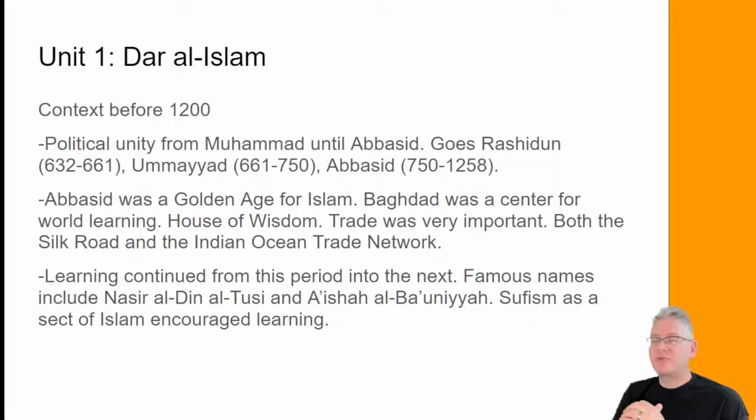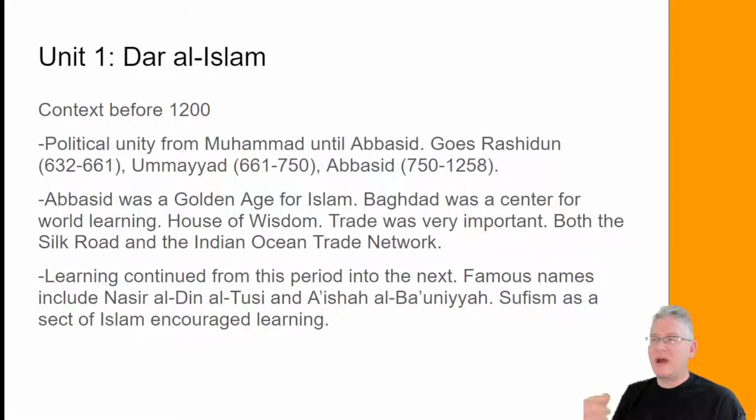Our context before about 1200 then, first off, you're going to have a lot of political unity from Muhammad until the Abbasid Empire. Again, there's periods where this isn't true. For example, after Muhammad dies, there's a period of chaos or whatever. But generally speaking, from his death about 632 until 1258, we're going to have a unified form of government. Like, there's a clear government. Now, under the Abbasids, though, that's going to fade a lot. And we'll talk more about that in just a second.